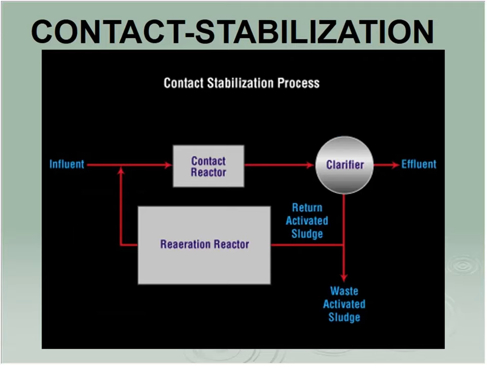This particular version, contact stabilization, is used in facilities that have real problems with I&I, inflow and infiltration. When the rain comes, you just get a huge jump in your water flow. The idea being, I've got two reactors. I've got a contact reactor. My material is going to come in here, and I've got my recycle stream coming in, and I'm going to have about a half an hour to an hour's retention time in there.